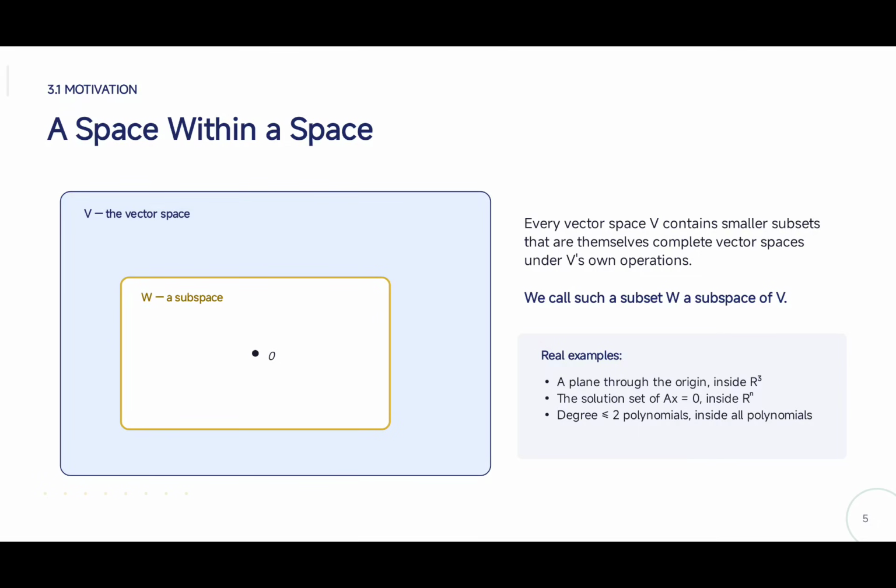Look at the example here. A plane through the origin sitting inside R3, the solution set of a homogeneous system AX = 0 sitting inside Rn, and the polynomials of degree 2 or less sitting inside the space of all polynomials. In every case, notice that the phrase "through the origin" or "homogeneous", that's not an accident. The zero vector is going to matter a lot in the next slide.